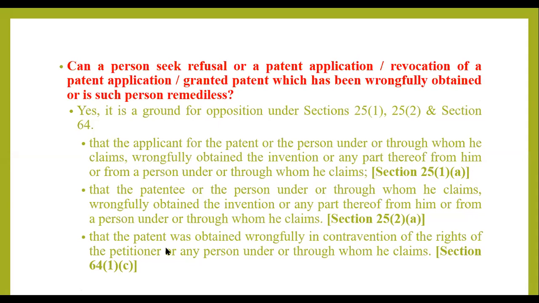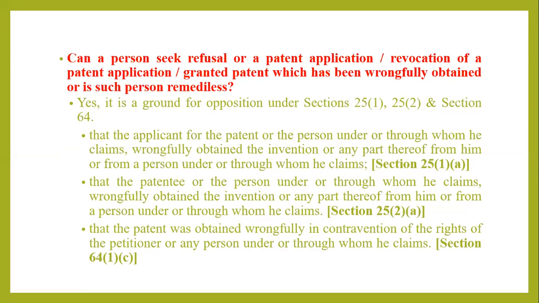So, obtaining is a clause which is helping the applicant to show that his invention is not anticipated, and it is helping the opponent to say that the application or the patent has been wrongfully obtained from him.